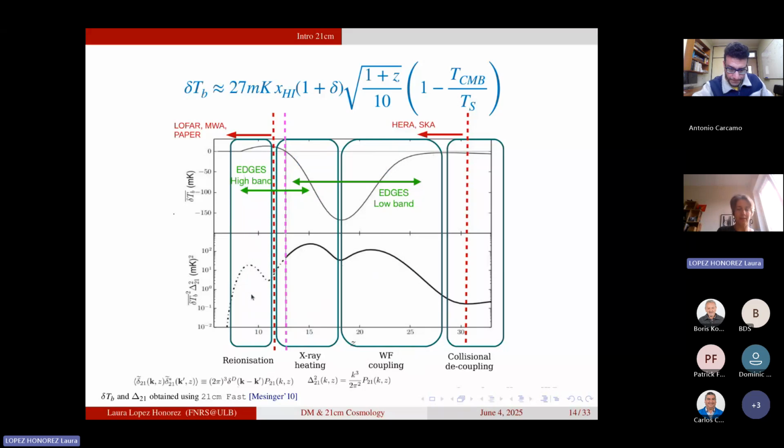And what happens is that if you change the astrophysics parameters giving rise to X-ray heating, reionization, or Lyman alpha photon emission, you are obviously going to change the shape of the spectrum. And actually your dark matter properties can also change the shape of the spectrum, and this is what we are interested in.